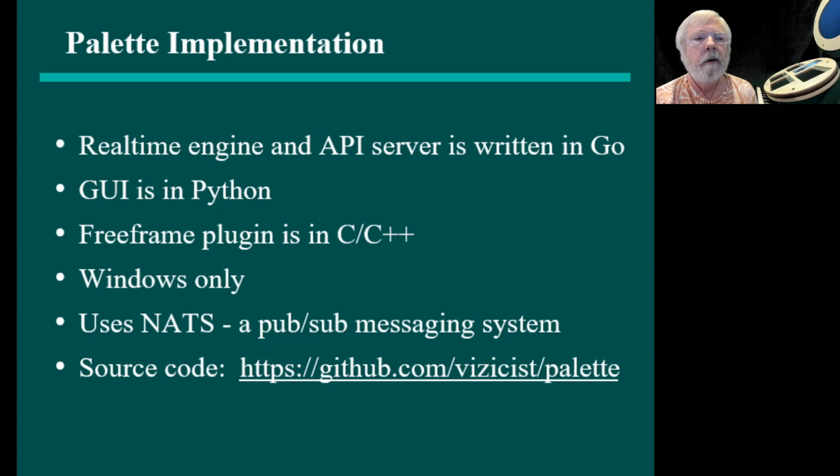The GUI that talks to that core is written in Python currently, which works okay. And then the third piece is a FreeFrame plugin that runs inside Resolume, and that's where all the graphics get done. Currently, everything I do is Windows only, but one of the reasons for using Go and Python is that they're portable to other platforms. But for the moment, everything I do is Windows only.